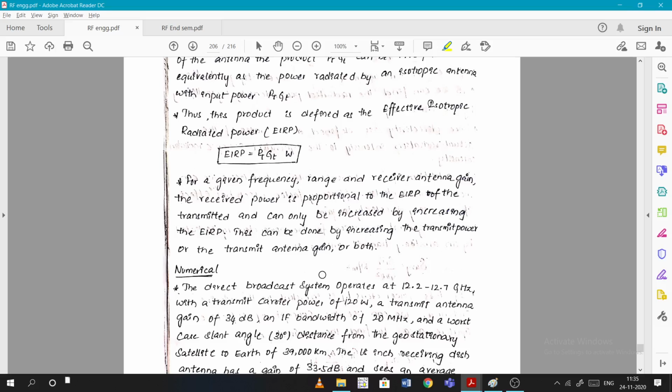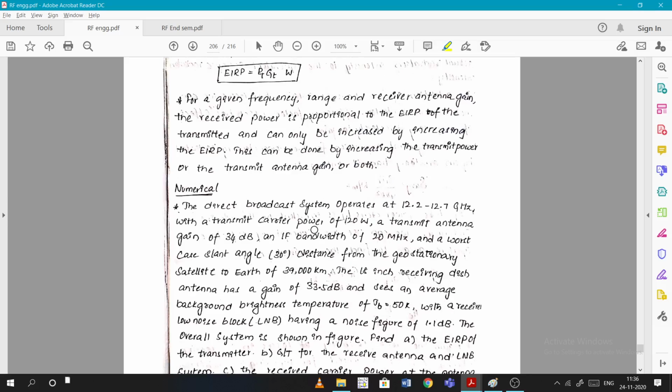So PT into GT is termed the effective isotropic radiated power, EIRP, and its unit is watts. For a given frequency range and receiver antenna, the received power is proportional to the EIRP of the transmitter and can be increased by increasing the EIRP. If we increase PT, the product value increases, and the received power will also increase.